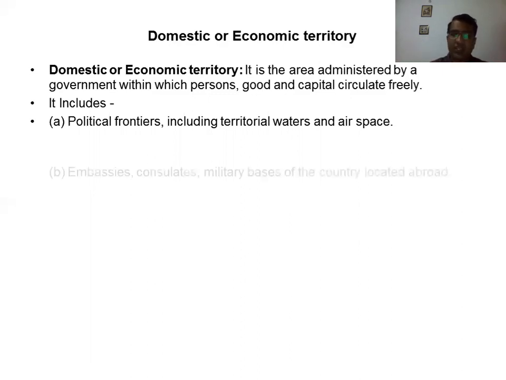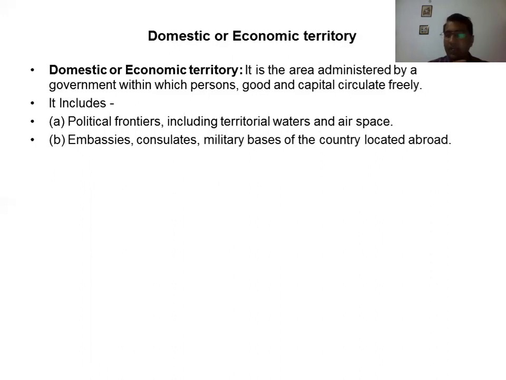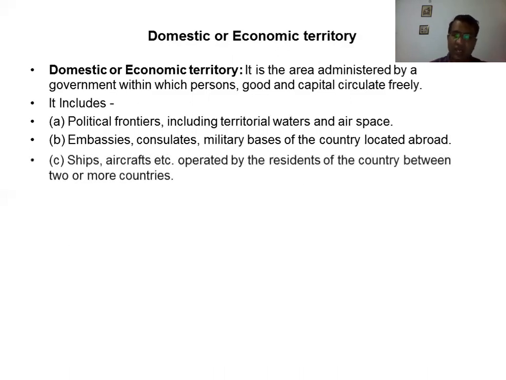or part of the domestic territory. Embassies, consulates, military bases of the country located abroad. Any embassy which is located in another country is part of the country. For example, an Indian embassy situated in America is part of the Indian domestic territory, not America. But a US embassy situated in India is part of the US, not India. So any embassy, consulate, military base of the country located abroad is part of our domestic territory.